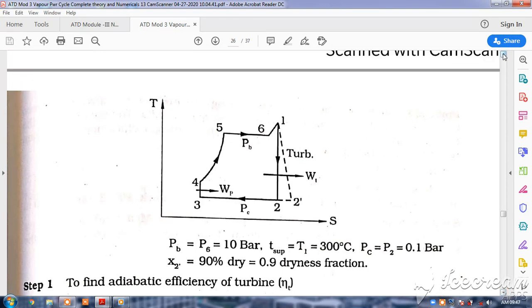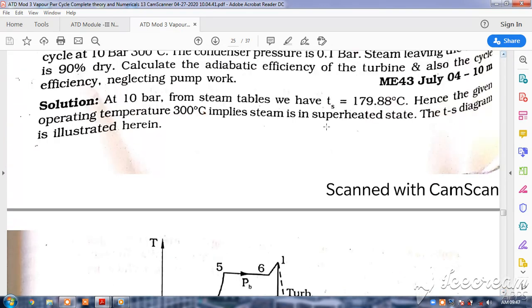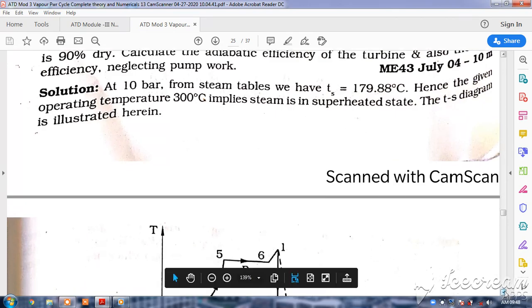So at 10 bar, from steam tables, T saturation is equal to 179 degrees centigrade. That one is 180 degrees centigrade. But here that temperature is 300 degrees centigrade. So this is superheated. Hence, the given operating temperature of 300 degrees implies steam is in superheated state.